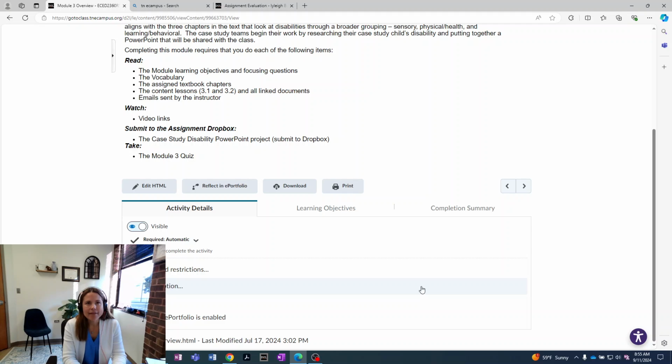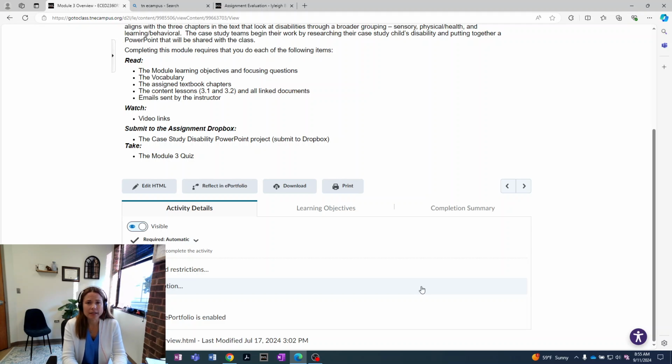I have an example that I want to show you that hopefully will let you see the layout, the format, and the expectations of what I want you to do. When you're completing this PowerPoint, it's really looking at the disability itself, and that's what these two lessons in Module 3 are going to help you do.